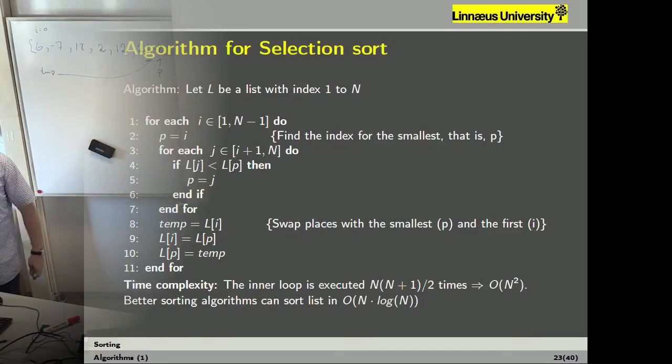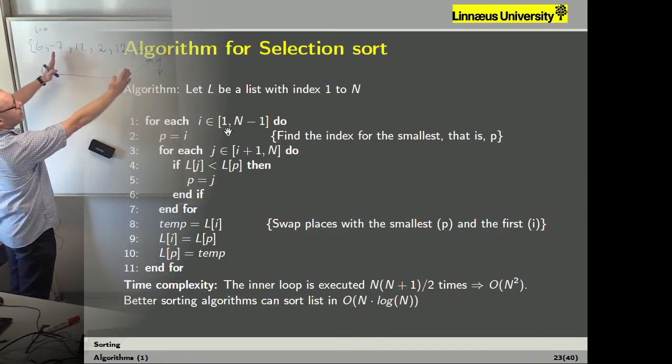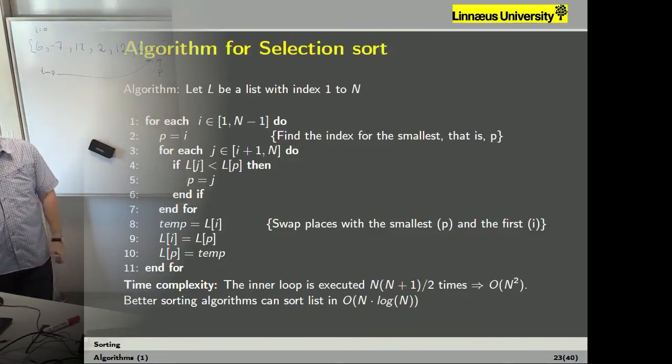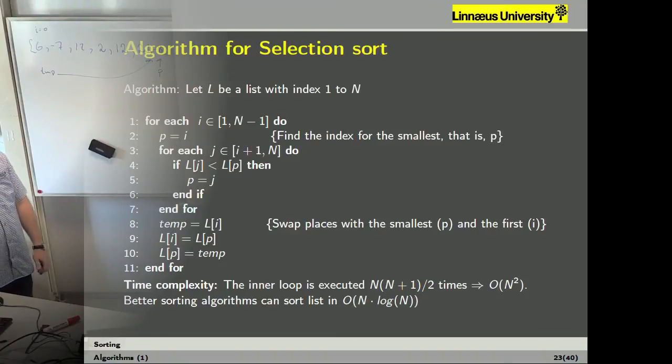Any problems with this one? And then I increase here and say, okay, now I'm interested in i equals 1. That means the remainder here, and I do the same thing over and over again. Any problems?